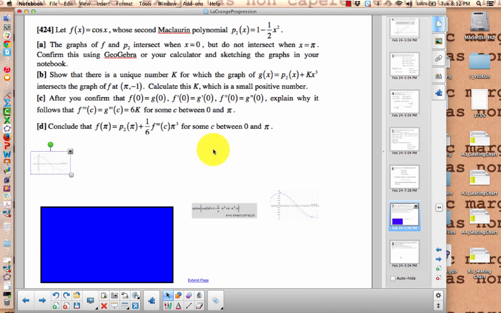All right, so that means if I plug in pi into f and plug in pi into g, they should have the same y value if we have the correct value of k. Calculator can help us do that.